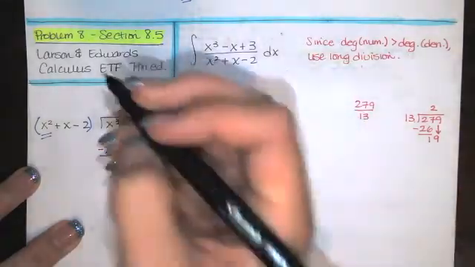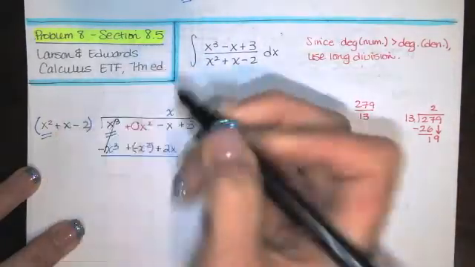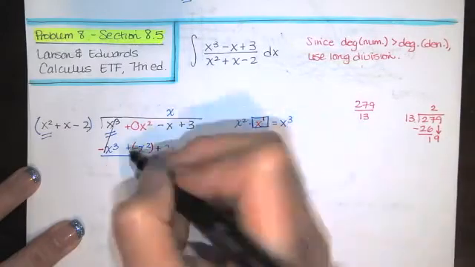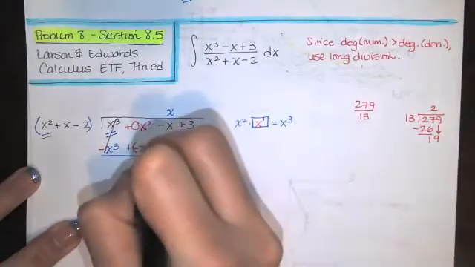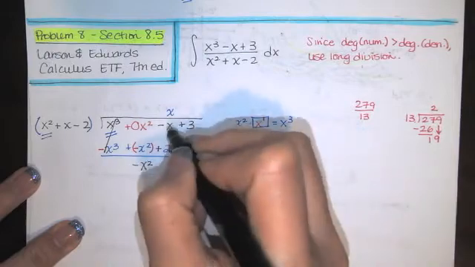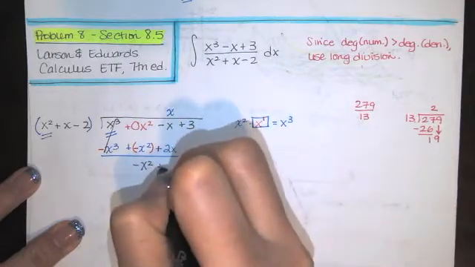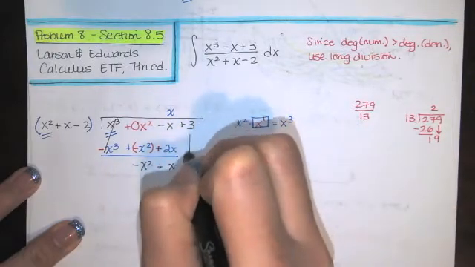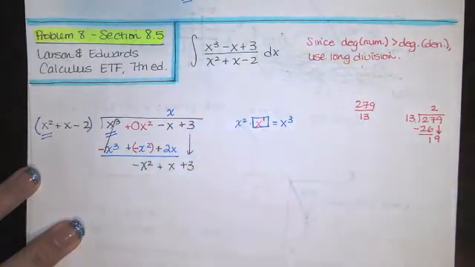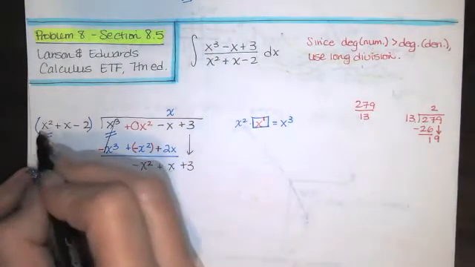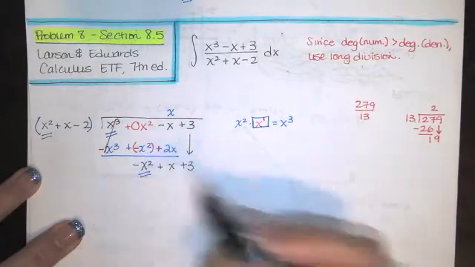X cubed minus x cubed is 0. Then 0x squared plus a -x squared is just a -x squared. And then -x plus 2x is x. Then you bring the plus 3 down and you start again, focusing on that first term. You say x squared times what will give me a -x squared.